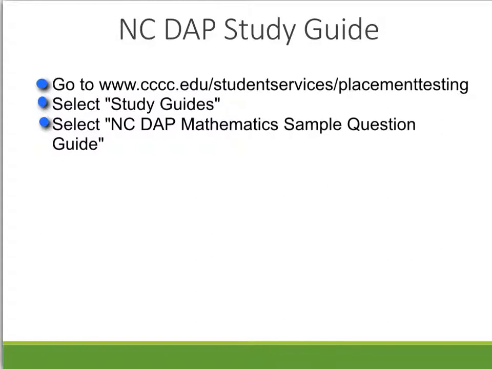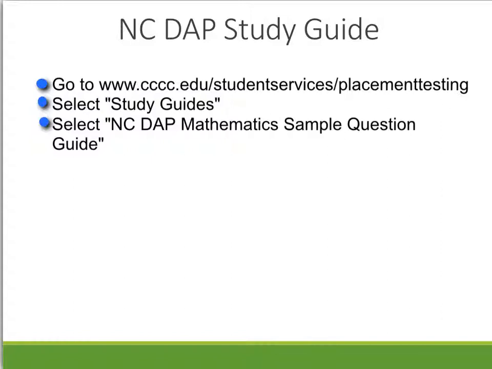Now I'm going to show you how to locate the study guides that will help you prepare for the math placement test. First, go to cccc.edu/student-services/placement testing, and then over on the right, select the link to study guides. Once that screen loads, in the center, at the very top, you'll see a link for the NCDAP Mathematics Sample Question Guide. Click that and it'll open up a PDF made by AccuPlacer with sample questions for all sections of DMA from 10 through 80.